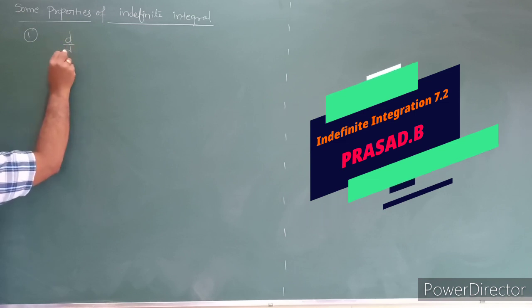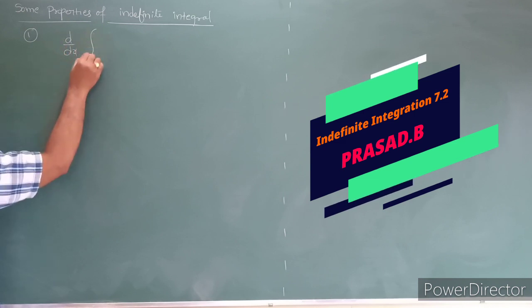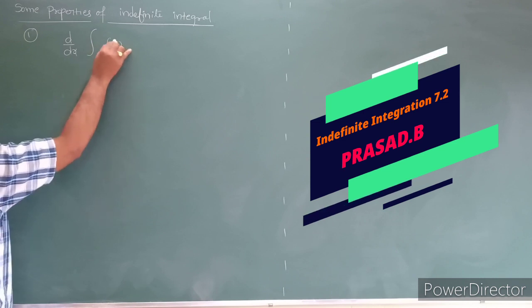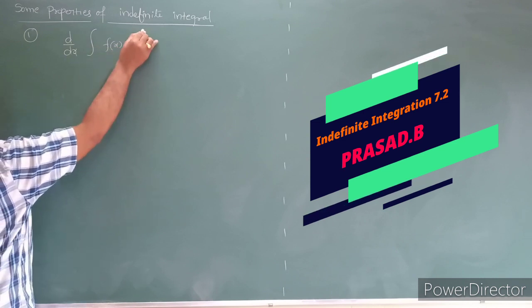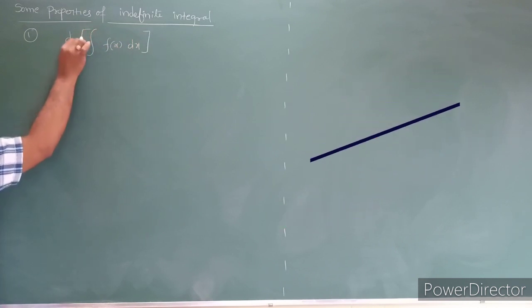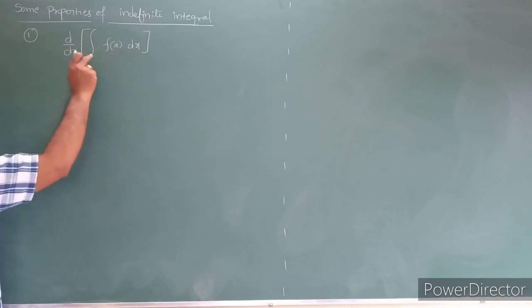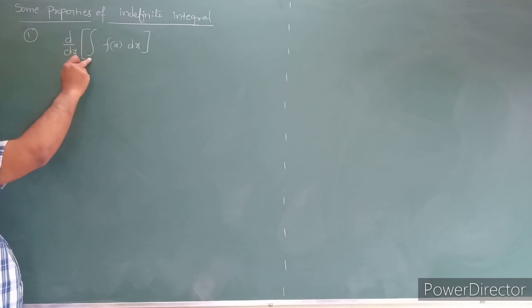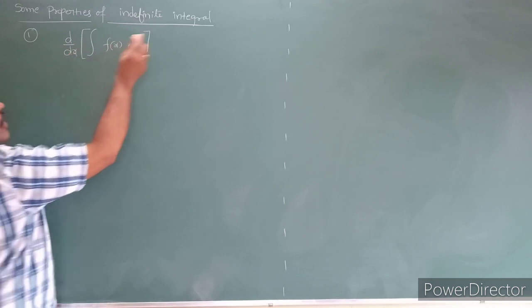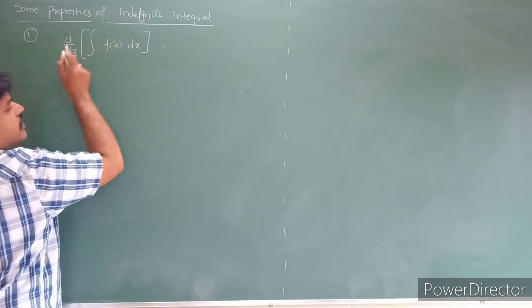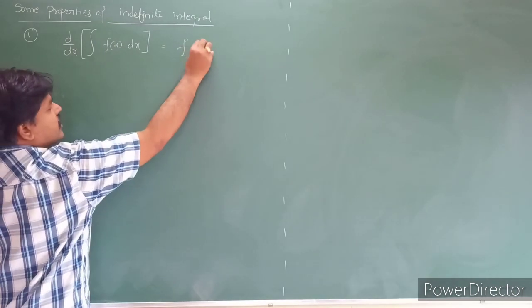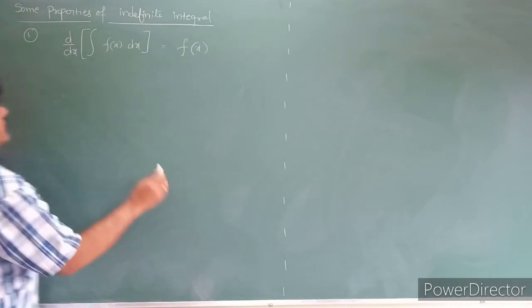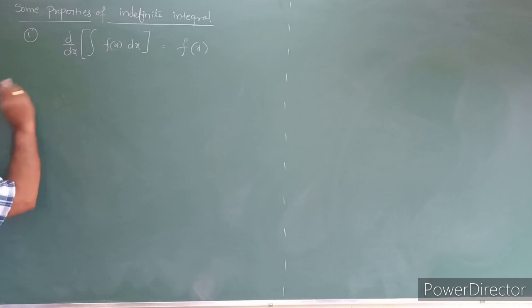Derivative of the integral of f of x into dx. Already you know that integration is the reverse process, or inverse process, of differentiation. So the integration of the derivative will be cancelled, and you will get the outcome f of x. Similarly, you can see this.